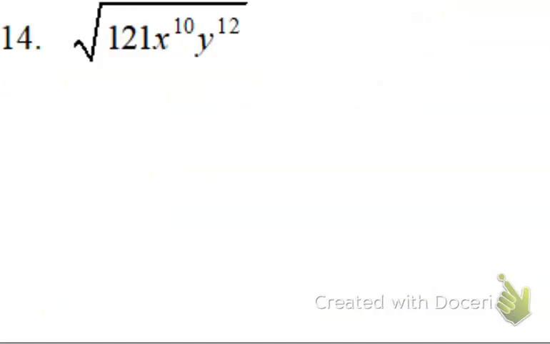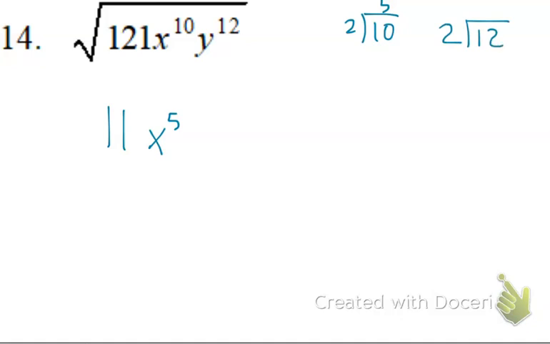Root of 121 is 11. Square root of x to the 10th. You can think of it in terms of division. 2 goes into 10, 5 times, no remainder. Same thing for the y to the 12th. 2 goes into 12, 6 times, no remainder. We need absolute value around any time it starts as an even, ends as an odd.